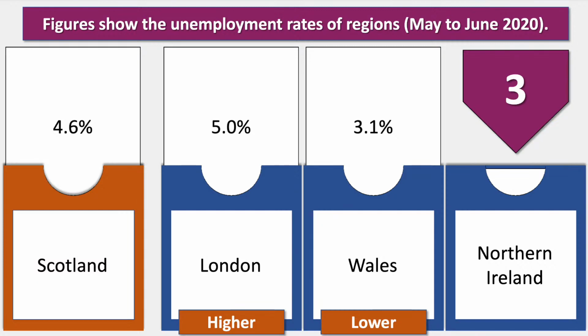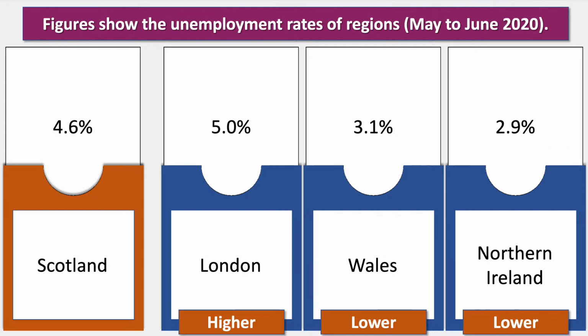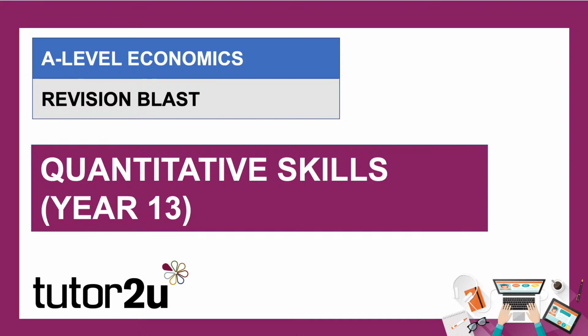And the final region, Northern Ireland. What do we think? Do we think Northern Ireland's unemployment rate is higher or lower than Wales? Got a few saying lower. Again, a good mix. Quite a difficult one, this, isn't it? Jim, is it higher or lower? It's lower, 2.9%. Northern Ireland has one of the lowest unemployment rates regionally in the UK. So that brings my section to a close. And I think we'll hand back to Jim just to wrap up.